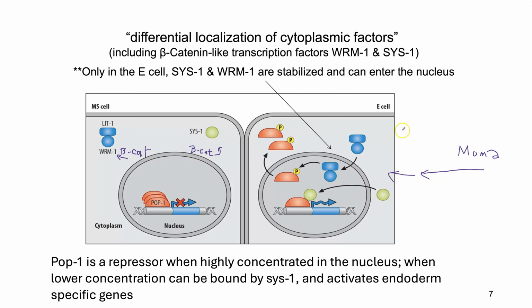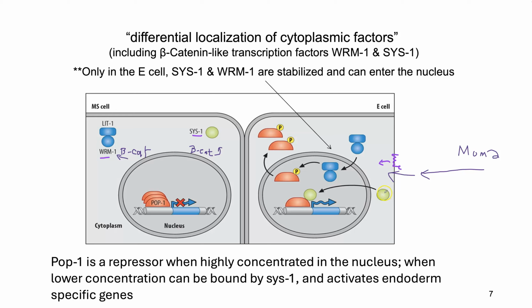So when the cell receives the MOM2 signal through Frizzled, a receptor on the surface here, there's downstream activation. And basically there are two proteins that are similar to beta-catenin. They are the worm forms of beta-catenin. One is called SYS1 and one is called WRM1. And WRM1 is in a complex with LIT1, and SYS1 is alone in the cytoplasm. So you've got these two forms of beta-catenin. They're not identical to each other, and they do slightly different things.